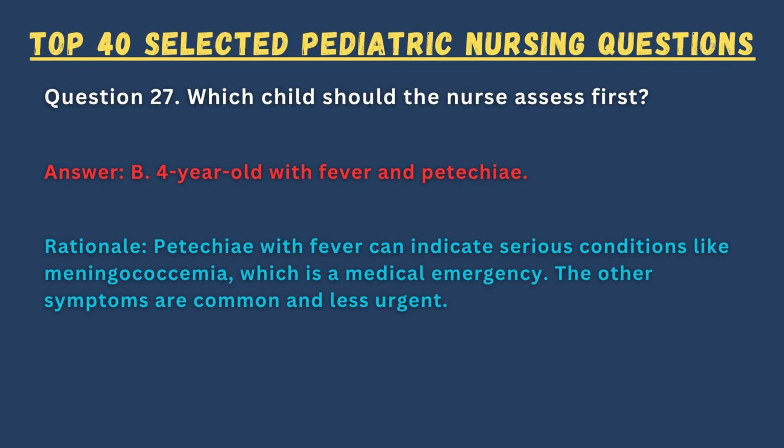Answer: B. 4-year-old with fever and petechiae. Rationale: petechiae with fever can indicate serious conditions like meningococcemia, which is a medical emergency. The other symptoms are common and less urgent.